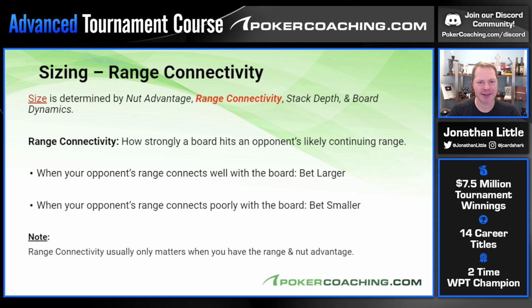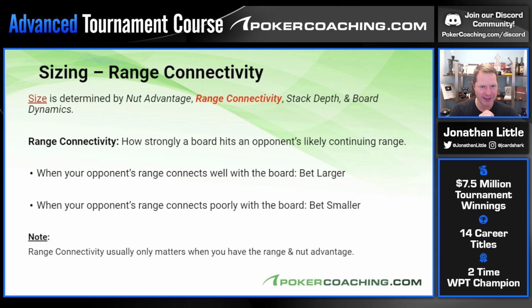Next, let's discuss range connectivity. Range connectivity is how strongly the board hits your opponent's likely continuing range that they had before the flop. When your opponent's range connects well with the board, meaning they're going to have stuff like lots of straight draws, lots of flush draws, lots of pairs, etc., you're usually going to be betting larger. And when their range connects poorly with the board, meaning they have a whole lot of just absolute garbage, you usually want to bet smaller.